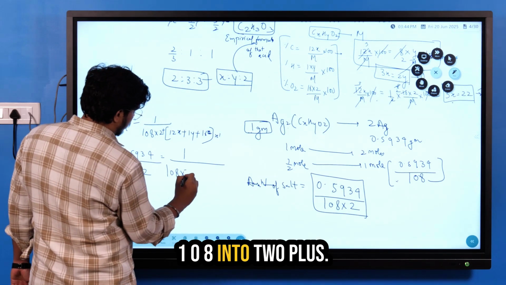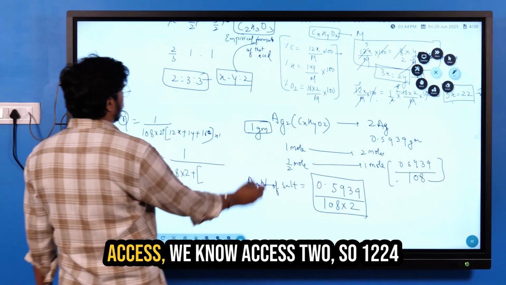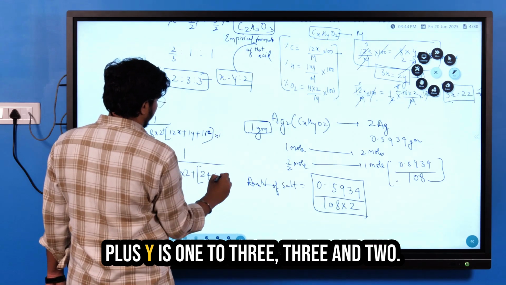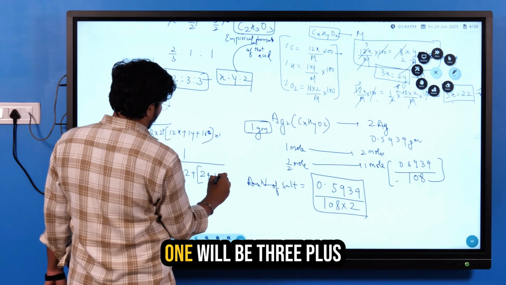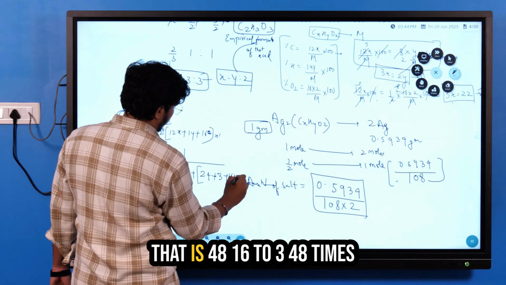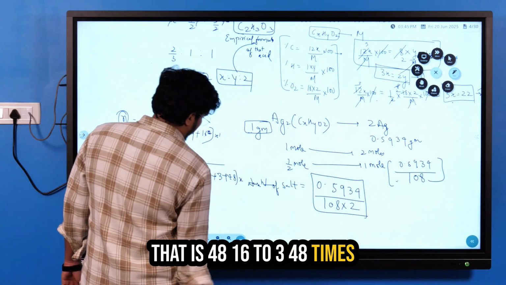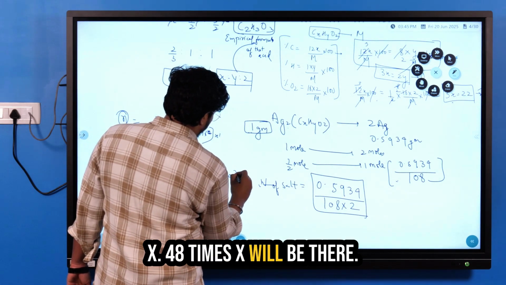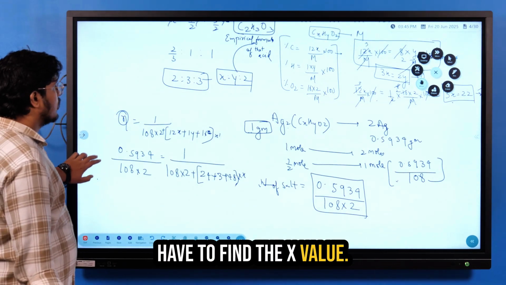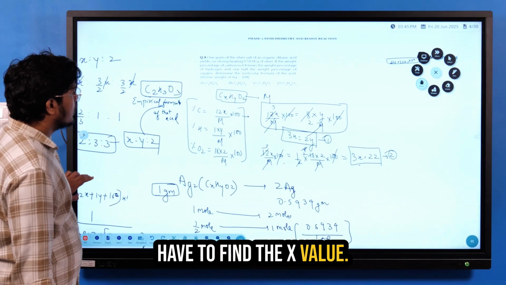108 into 2 plus 12x. As we know, x is 2, so 12 times 2 is 24, plus y is 3, 3 into 1 will be 3, plus z is 3, 16 into 3, that is 48. 16 into 3 will be 48, times x dash. So using this equation, we have to find the x dash value.